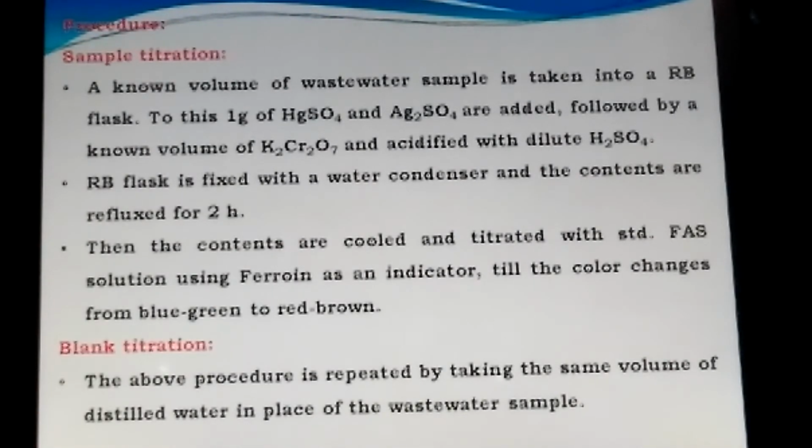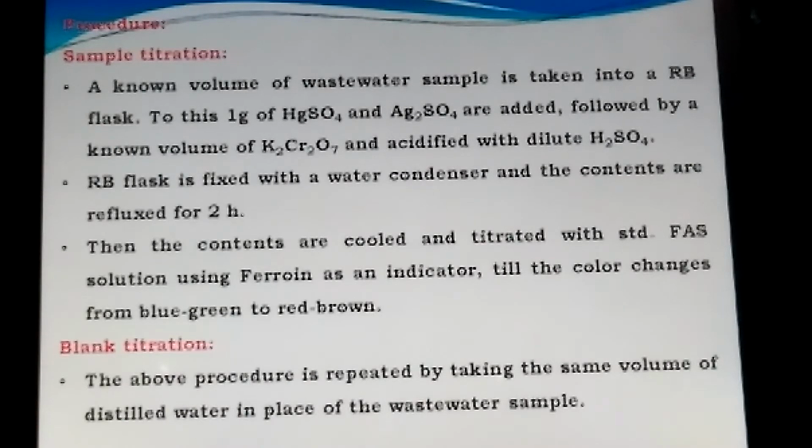What is the procedure adopted here? Again, here also two types of titrations like BOD, sample titration and blank titration. First, let us learn the sample titration here. A known volume of wastewater sample is taken into a round bottom flask. To this, 1 gram of mercury sulfate and 1 gram of silver sulfate are added, followed by a known volume of potassium dichromate acidified with dilute sulfuric acid. Then the round bottom flask is fixed with a water condenser and contents are refluxed for about 2 hours.